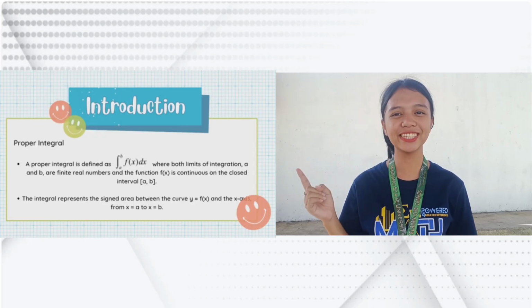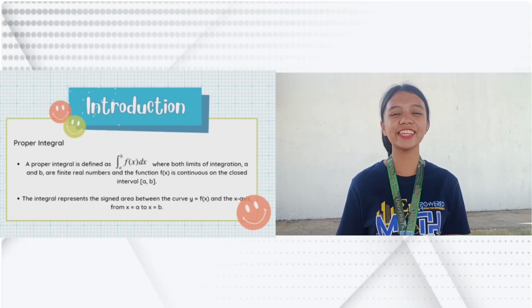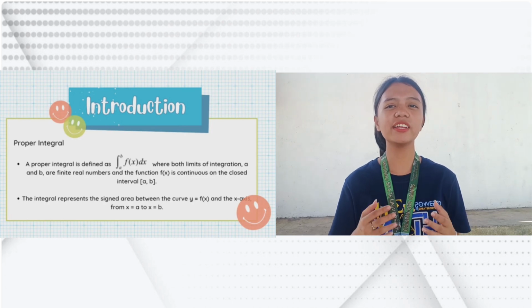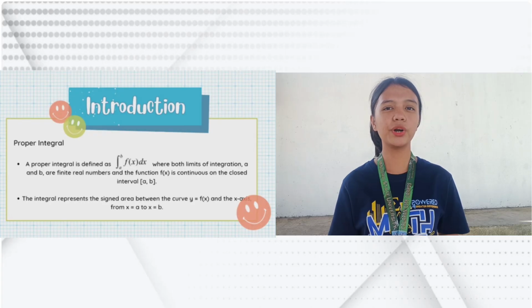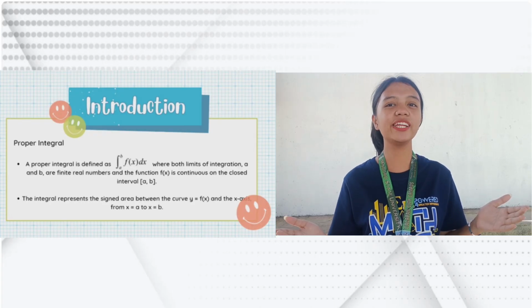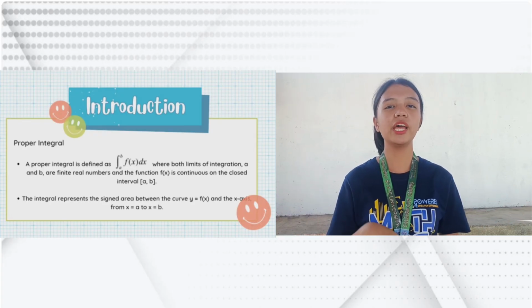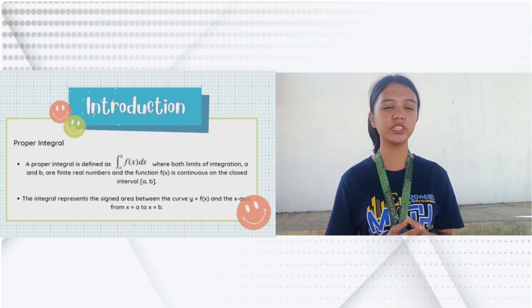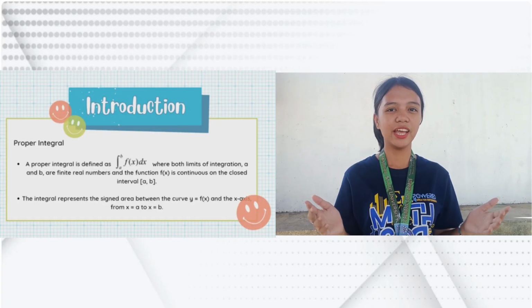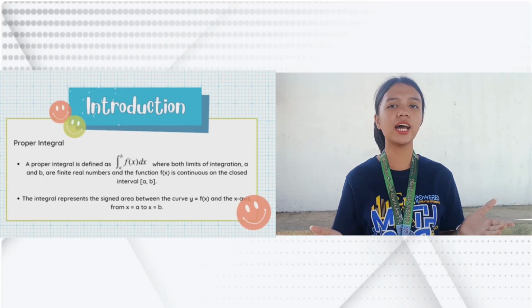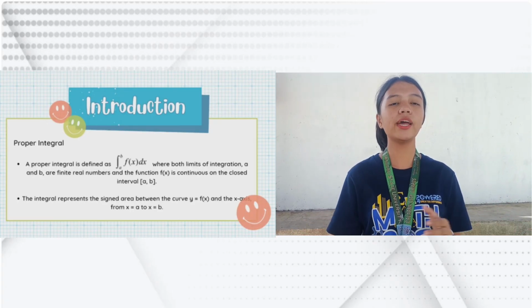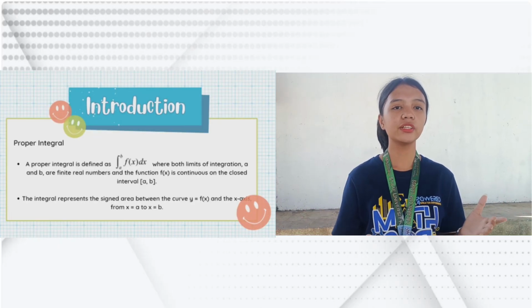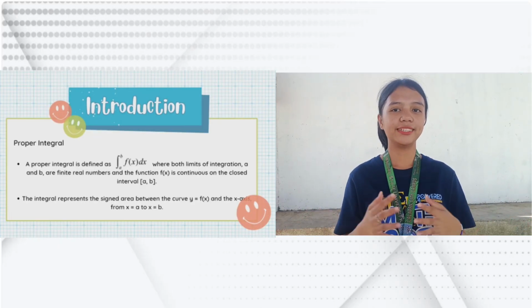What is a proper integral? A proper integral is defined as the integral from a to b of f of x dx, where both a and b are finite real numbers, and the function f of x is continuous on the closed interval [a, b]. Essentially, it represents the area under the curve y equals f of x and above the x-axis, from x equals a to x equals b.